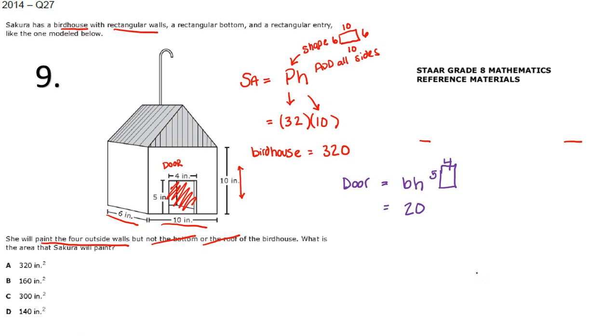So to finish off our question, we need to do our birdhouse minus the door, because we're not painting the doorway. And you should have the answer of 300. Okay, next question.